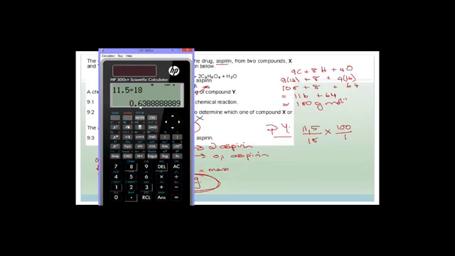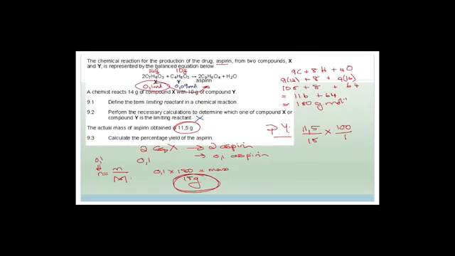So do you agree that's 0.64? So that is 0.64 multiplied by 100, which is going to give me 64%, which isn't a bad percentage yield, but it isn't the best either. Not a bad percentage yield at all.